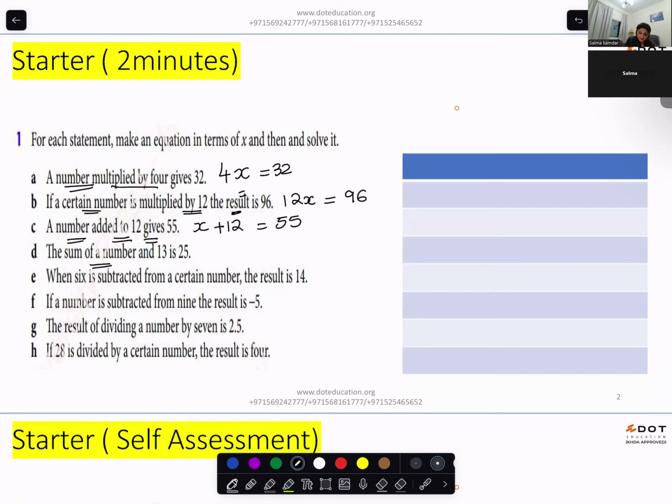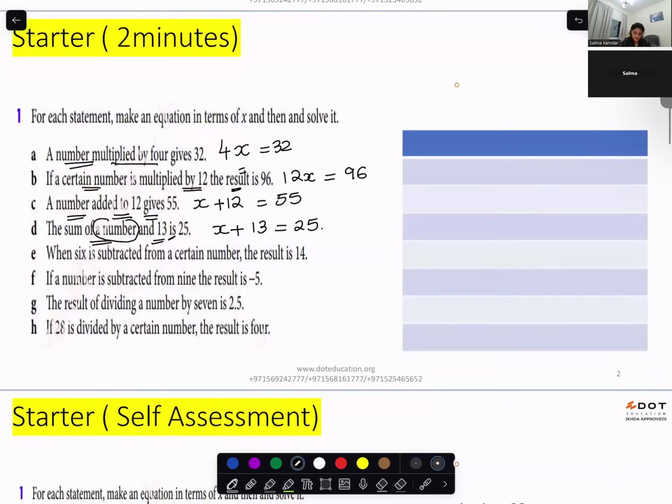Sum of a number and 13. Sum means plus. A number, I don't know. The sum of a number and 13 is equal to 25.